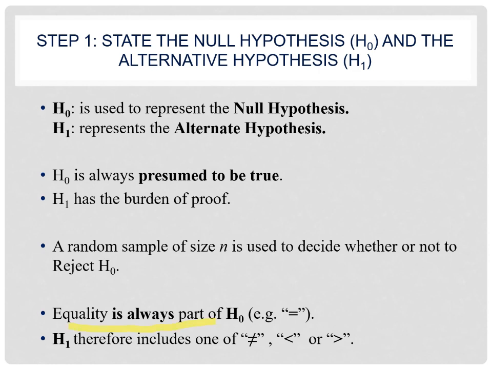So equality is always part of H0, and you're going to see that in all the hypotheses: what's in the H0 is an equal sign. In fact, the only difference you're going to see between the two hypotheses, H0 and H1, is the signs themselves. Other than that, there's going to be no difference. You're going to have the same parameter, the same number. The only thing that's going to change is H0 will have an equal sign, and H1 is going to have one of these three signs. And we'll explain how you know which one as we get further into this. Okay.